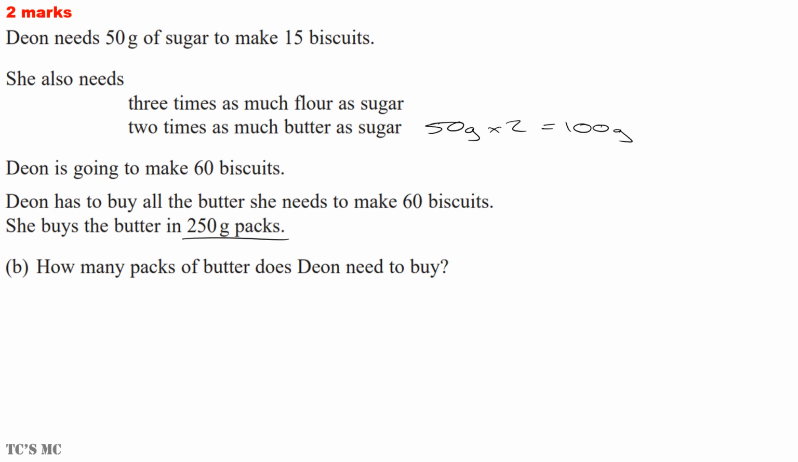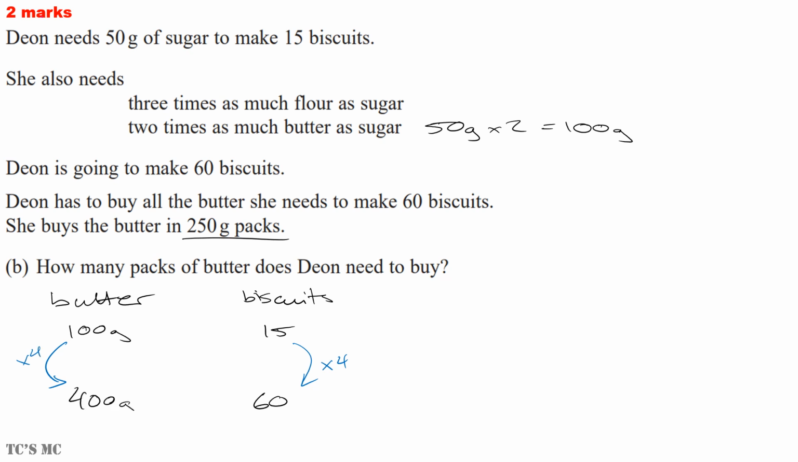Now I'm going to do what I did before, but this time it's butter and biscuits. And I've got 100 grams of butter, 15 biscuits, but we're making 60. I can't go across, so this time I'm going to go down. I'm going to multiply by 4, and I'm going to multiply by 4. Because I'm doing all of this and I end up with 400 grams, I have 1 mark. So that's 1 mark so far.